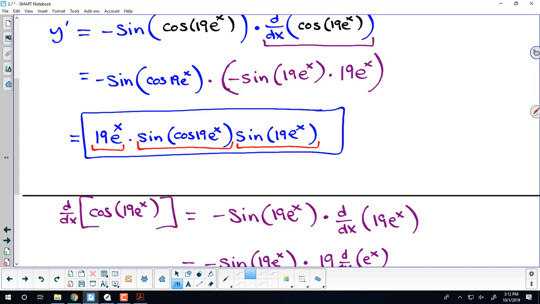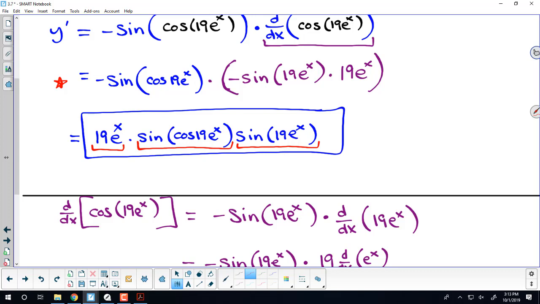Would you ask us to simplify? No, you can't simplify that, not from this stage right here. This is fine. If the instructions don't say to simplify, it's totally fine, or any combination of those three factors, however you write them. Any other questions on that?